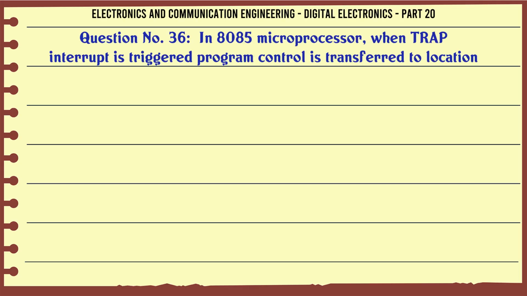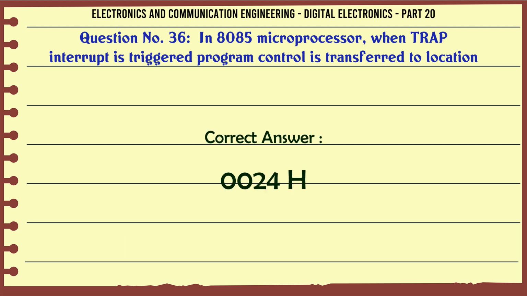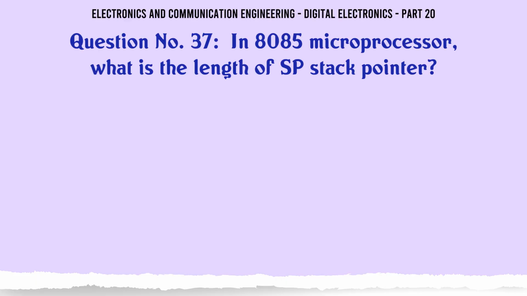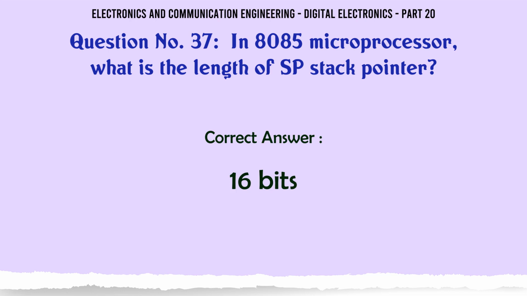In 8085 microprocessor, when trap interrupt is triggered, program control is transferred to location A 0020H, B 0024H, C 0028H, D 002CH. The correct answer is 0024H. In 8085 microprocessor, what is the length of SP stack pointer? A 6 bits, B 8 bits, C 12 bits, D 16 bits. The correct answer is 16 bits.